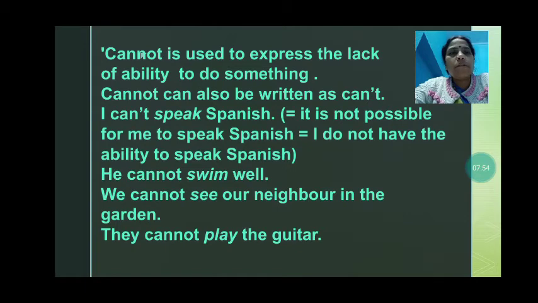He cannot swim well. That means it is not possible for him to swim well. He does not know how to swim nicely. We cannot see our neighbor in the garden. So we are not able to see our neighbor in the garden. Then they cannot play the guitar. They don't have the ability to play guitar.